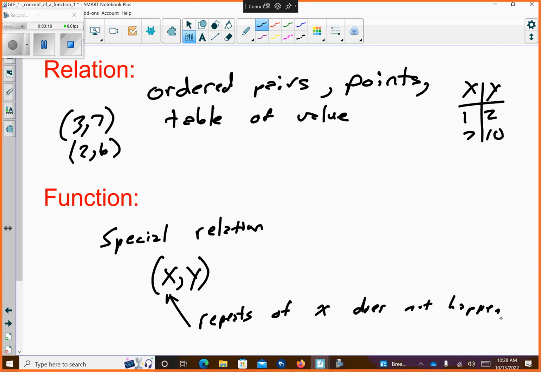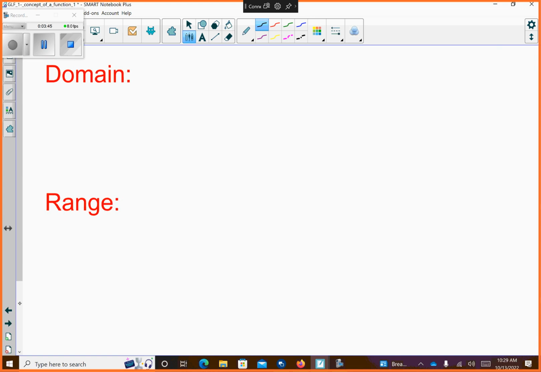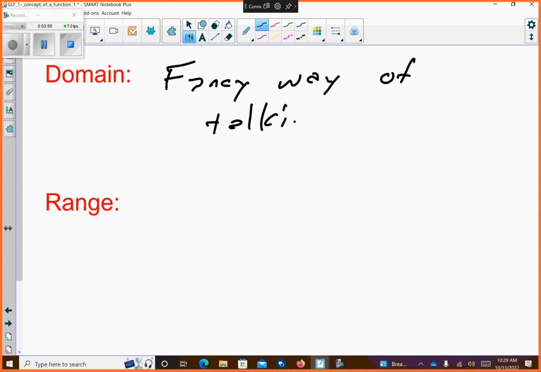All right. The domain is a fancy way of talking about x values. The range is a fancy way of talking about y values. And I kid you not, when you have x, y, the x is the domain and the y is the range. It's as simple as that.